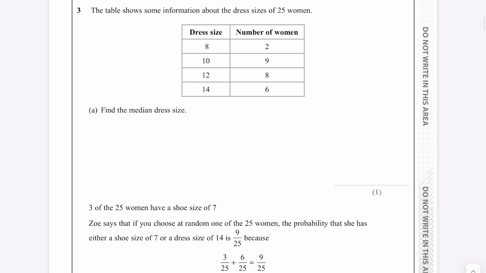Moving on, the table shows some information about the dress sizes of 25 women. Find the median dress size. So in this case, we can do 25 divided by 2, which is 12.5. So the number of women here is 2. The number of women here is 11. So that's 2 plus 9. Now I'll do 11 plus 8, which is 19. So that's already gone past 12.5. So we know it's not going to be in here, it's not going to be in here, it must be in there, which has a dress size of 12.